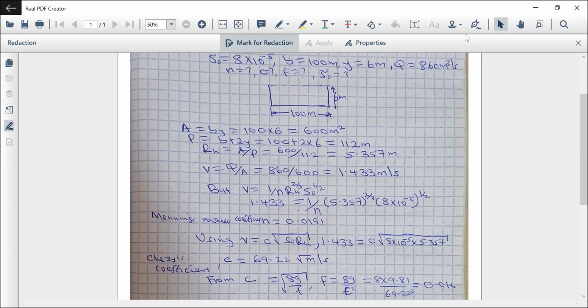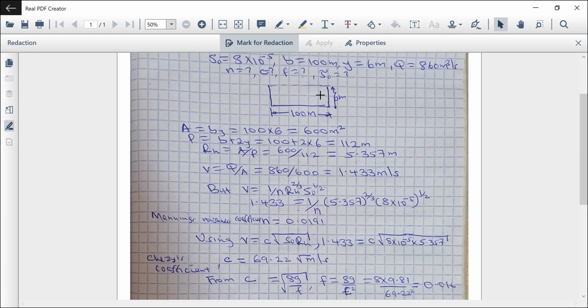Now, what we need to find is Manning's roughness n, which is missing, Chezy's coefficient C, which is missing, the friction factor f, and lastly, the shear stress on the bed, which is given by tau naught. So we'll sketch the diagram to show the channel. This is the channel. This is our width, then this is our depth.